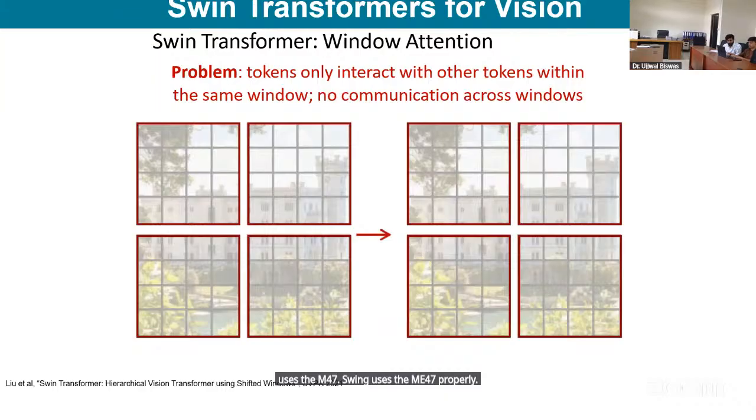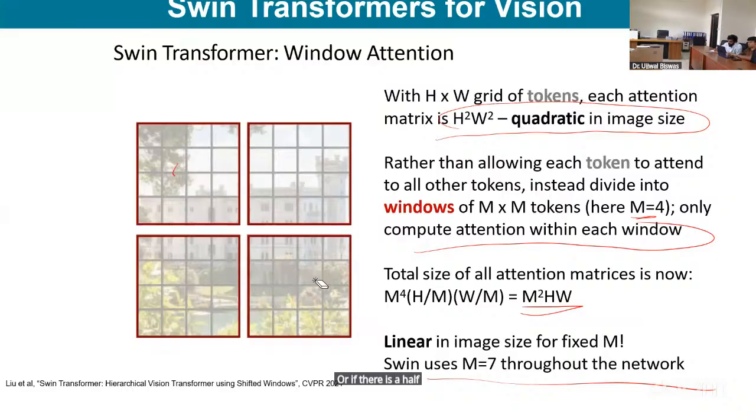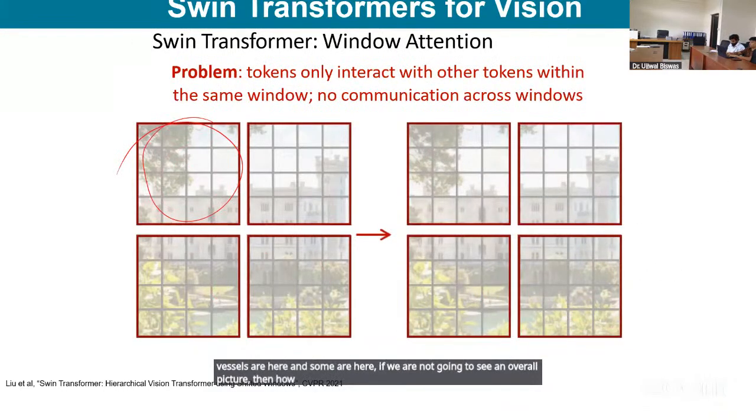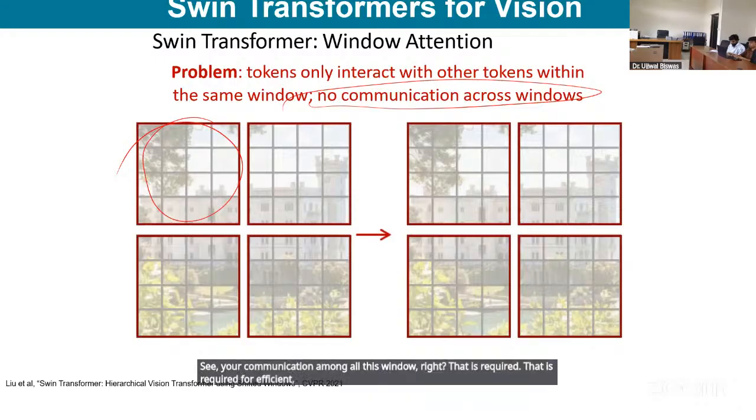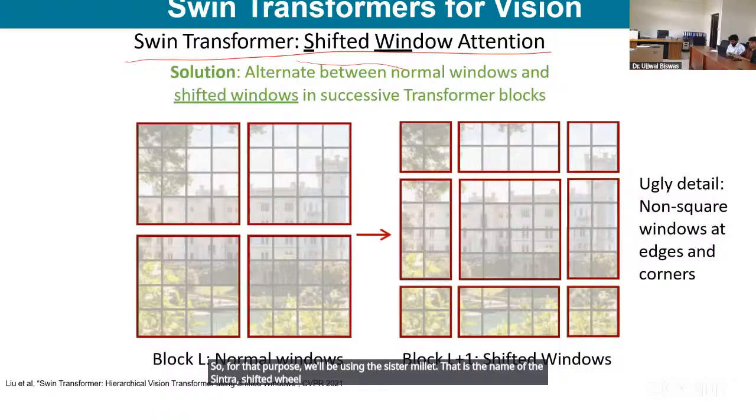Now the problem is that if you compute attention only within this window, then the model is going to see only this part. If the apple is not present here, how is it going to detect the apple in that patch? Or in the case of diabetic retinopathy, if some blood vessels are here and some are here, and we don't see the overall picture, how is it going to see them? There is no communication among these windows, and that is required for increasing the accuracy of our model. So for that purpose, we'll be using the shifted window attention. That is the name Swin Transformer: Shifted Window attention.